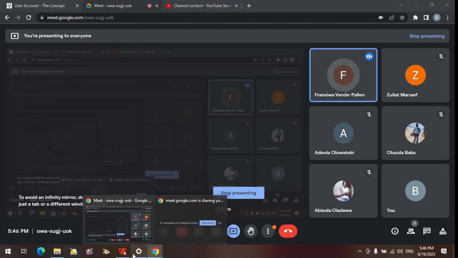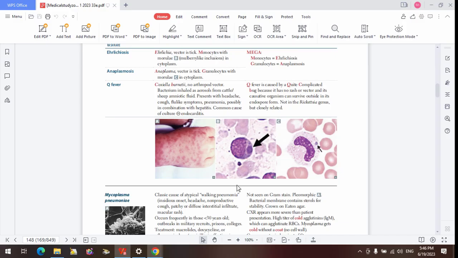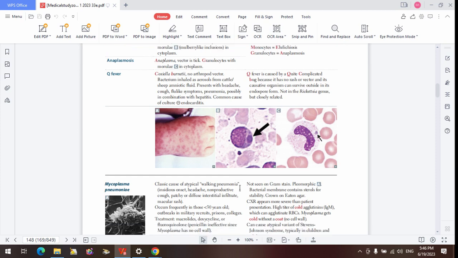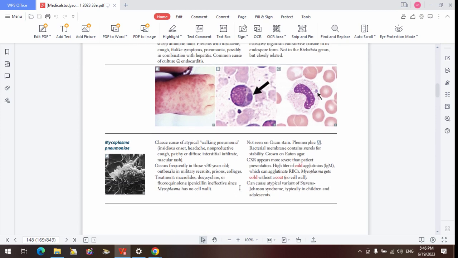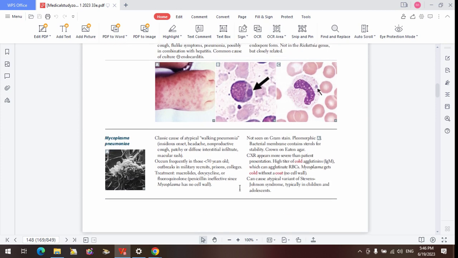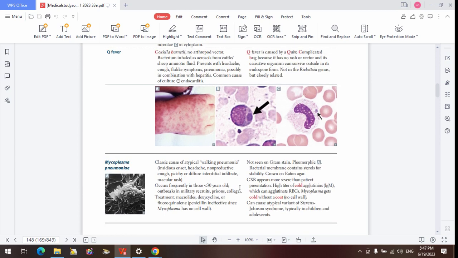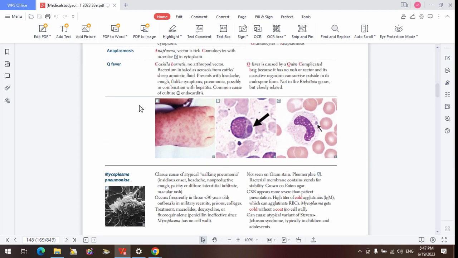So you said pneumonia, endocarditis, and hepatitis, right? Hepatitis, yeah. That's Coxiella burnetii. Q fever. Okay. So it can cause Q fever. That Q fever is the one that causes the pneumonia. That's the pneumonia. But sometimes it can be combined with hepatitis.